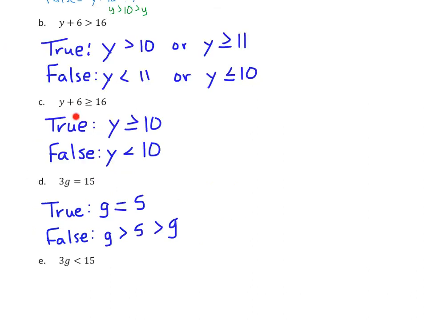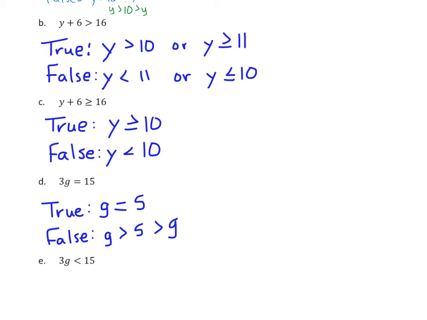So let's look at this one here. We have something plus 6 is greater than or equal to 16. So this can equal 16 or it can be bigger than 16. So to be true, y has to be greater than or equal to 10, because 10 plus 6 is 16, and that would make this true. And anything bigger than 10 would also make this true. But to be false, y just has to be less than 10. Anything less than 10, even 9.999, would make this a false statement.